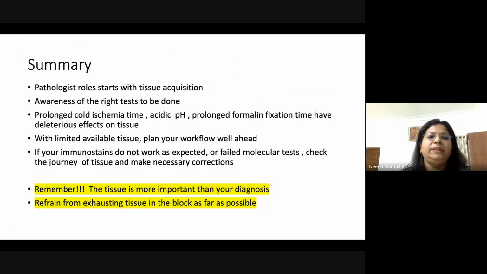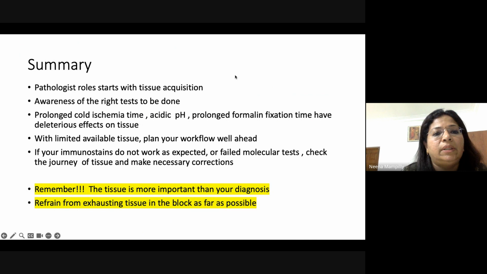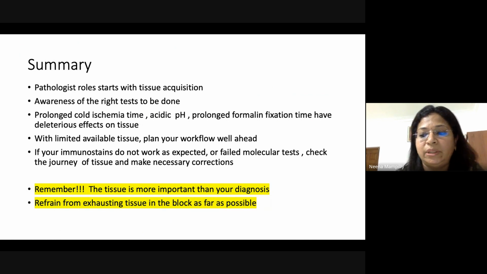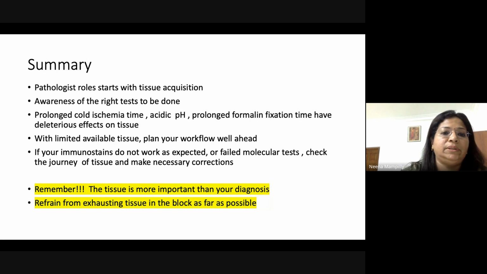So, basically, this is the end, the summary of my talk. Our roles start with tissue acquisition. So in case our proceduralist is unaware of the tissue acquisition, what he needs to know, we have to educate him. Awareness of the right test to be done for the right case.